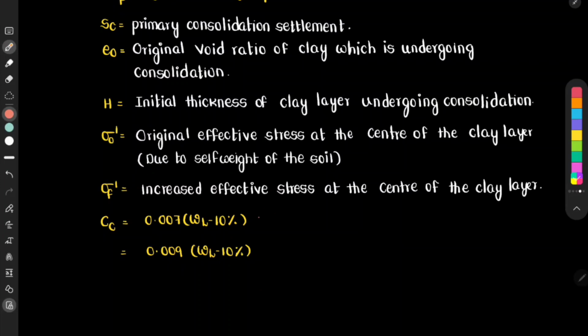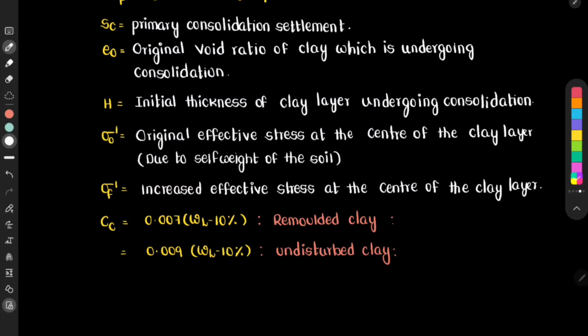This is for remolded clay. Remolded clay means disturbed clay. If we disturb that soil, for example, if we dig that clay, then it will become remolded clay. So 0.007 (WL minus 10%) is for remolded clay, and 0.009 (WL minus 10%) is for undisturbed clay.